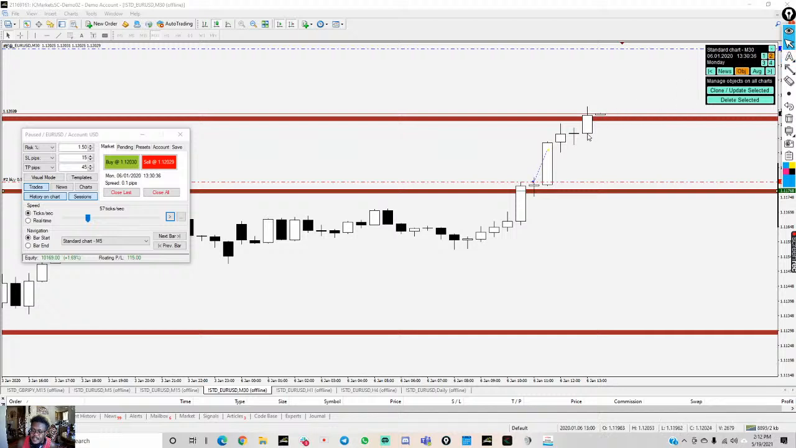So if this candle starts to break the low here, I'm gonna close my entire position and just call it a day. But if we continue to move, we can make some extra profit. So let's see how it goes.